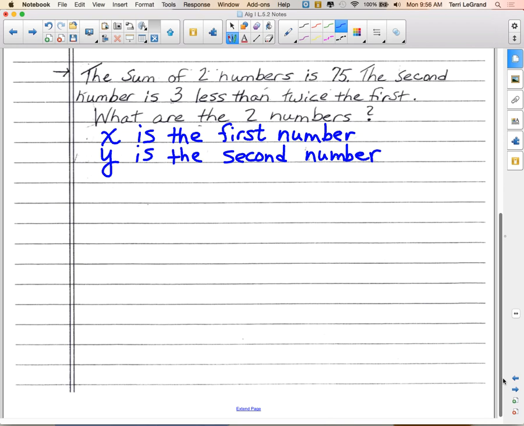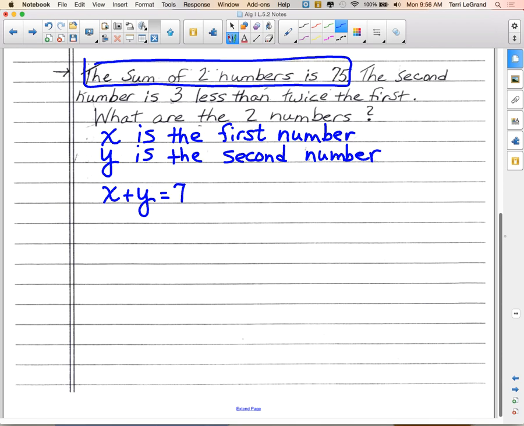X plus y equals 75. Yeah, the sum of the two numbers. This sentence right here is one of your equations. The sum of the two numbers is 75. So our first equation could be x plus y. The two numbers, the first and the second number, should add up to 75. Okay? How about the other one?